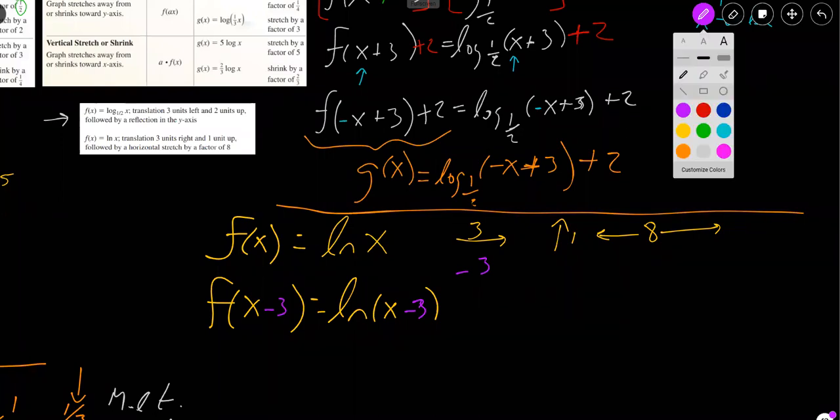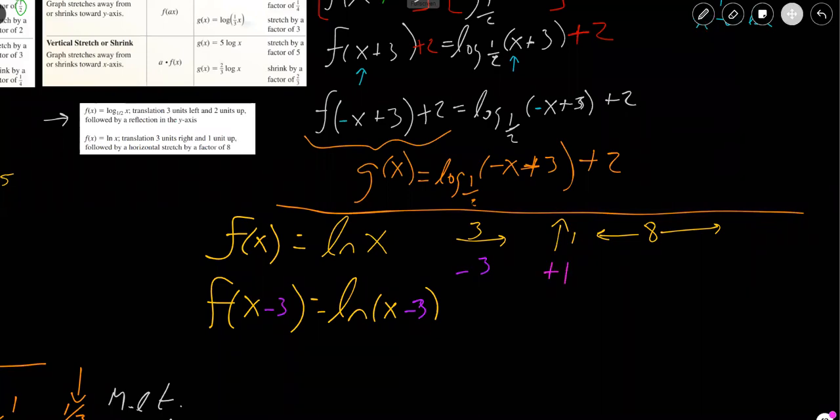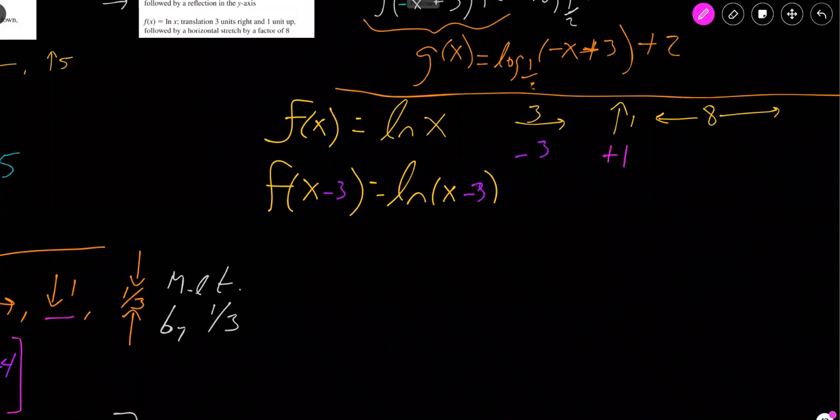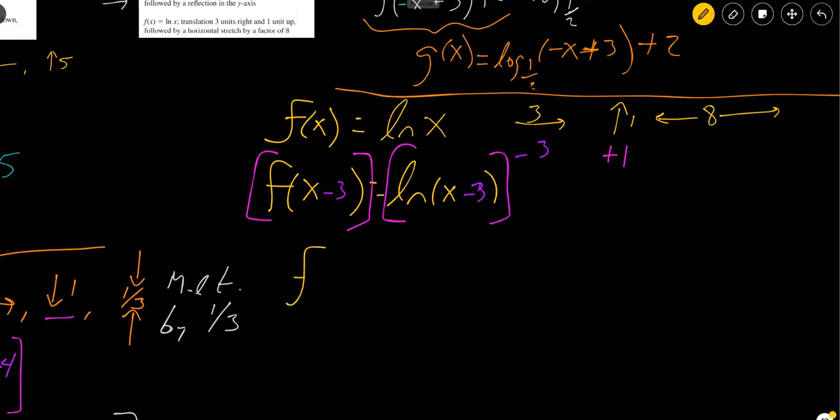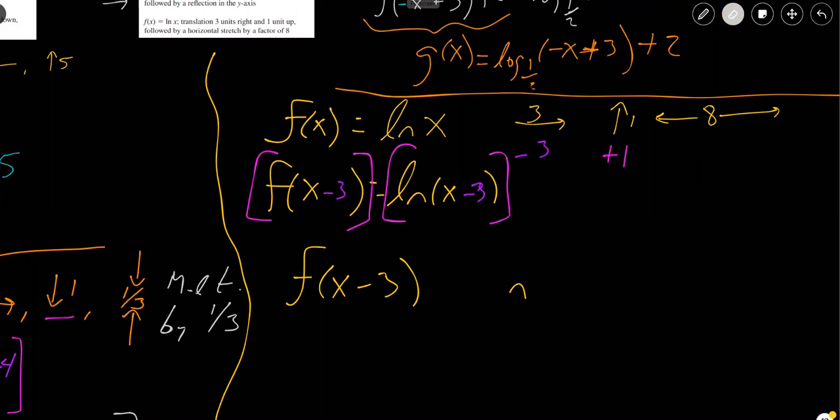Second change is I'm moving the entire function up by 1. So I'm adding 1 to the entire function. Remember, with the entire function, I'm taking whatever the current state of the function is, not the original function. So I have f of x minus 3 is equal to the natural log of x minus 3, and I'm going to add 1 to both sides of the equation. And it's affecting the entire function, so it's outside of where the x is.